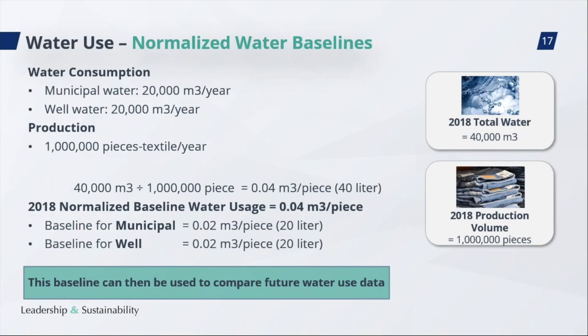In this case, we were using not only municipal water, we were using also well water. And for each of them, we were using 20,000 cubic meter. So for the total baseline, we have 0.04. If we want to calculate the baseline also for the municipal water, then it's 0.02. It's the 20,000 divided by 1 million. And for the well water, it's the same, then 0.02. And then this baseline is now the baseline that you will be using moving forward, perhaps for a few years until you take a new baseline.